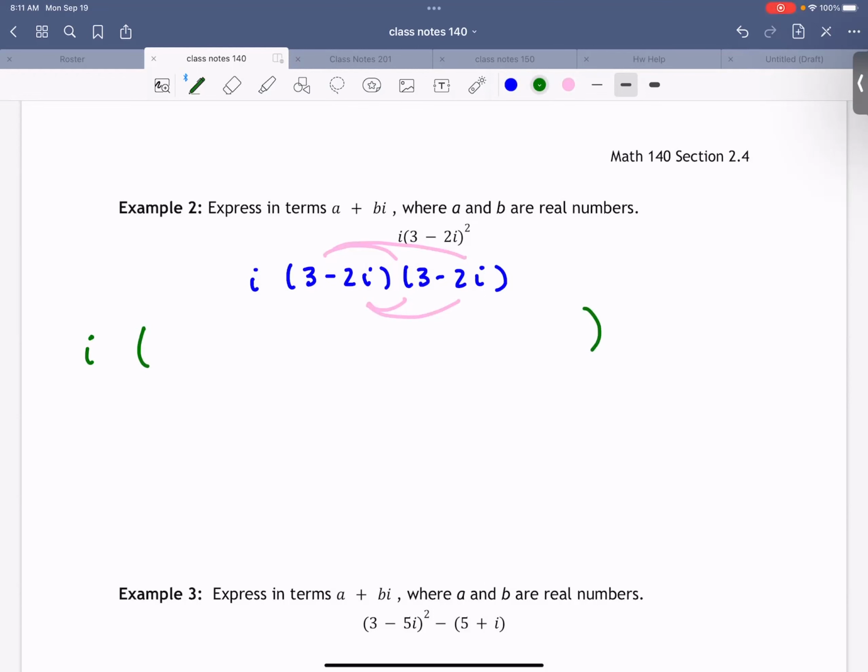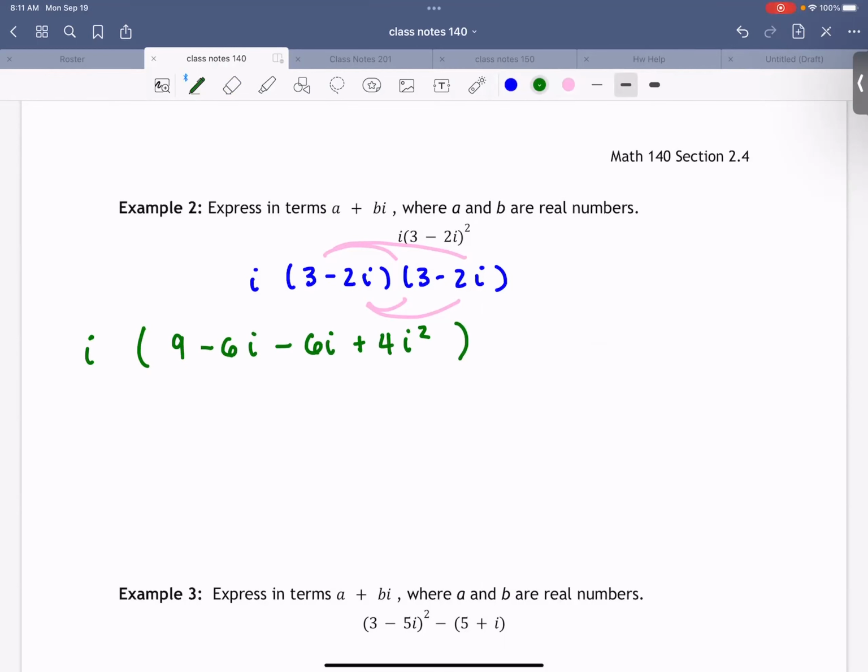So let's see, 3 times 3 is 9. We've got 3 times -2i, which is -6i. -2i times 3 is -6i. And then -2i times -2i is +4i squared. Okay, I'll move my parentheses over.